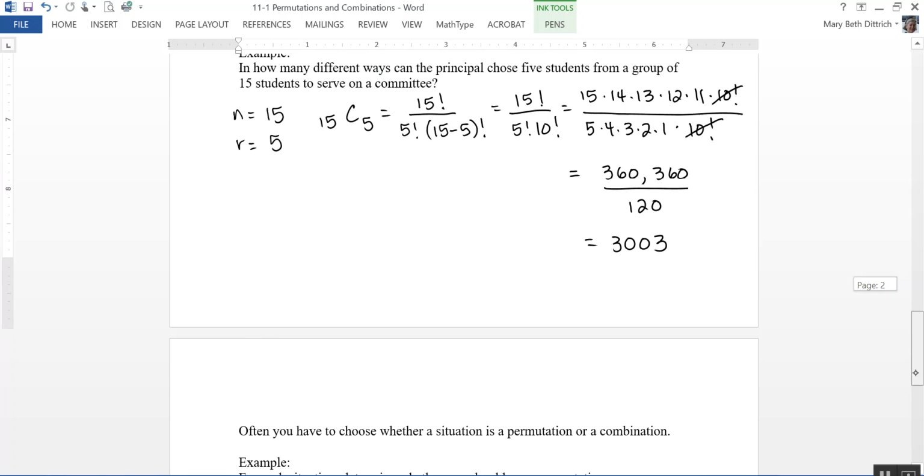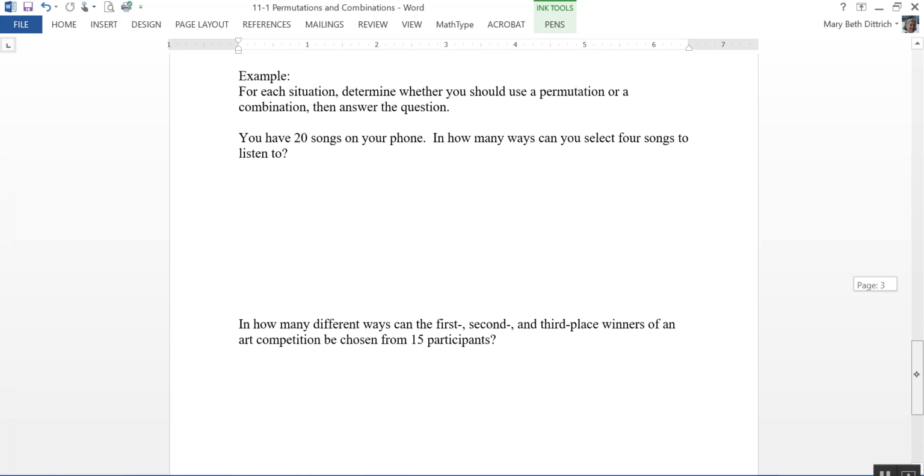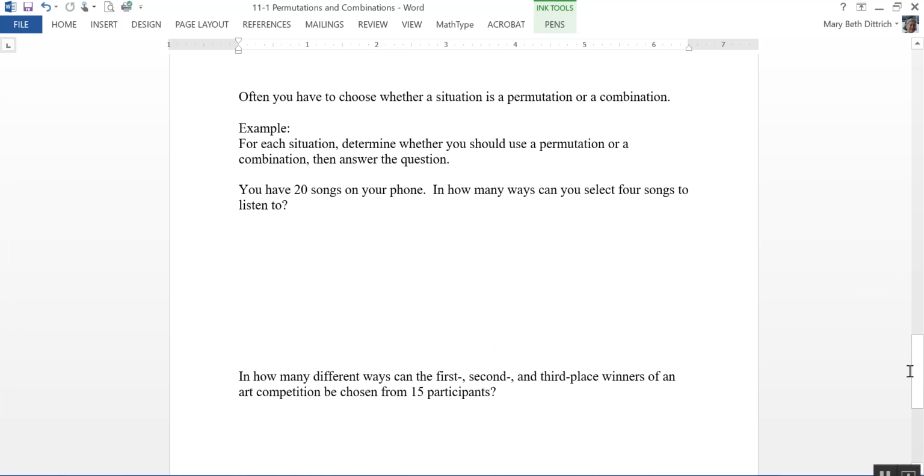Now sometimes you need to actually decide whether or not you're going to use a permutation or a combination. Remember, for a permutation the order matters. For a combination, the order does not matter. So this example says, for each situation, determine whether you should use a permutation or a combination, and then answer the question. First one, you have 20 songs on your phone. I know that's not a lot of songs, but let's say you only have 20 songs on your phone. How many ways can you select 4 songs to listen to?